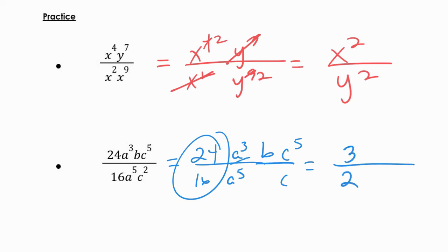We have 3 a's on the top, 5 on the bottom. So when I cancel them out, I'm going to be left with 2 a's on the bottom. There's a b, but there is another b, so it just stays by itself. And then we look at the c's. There's more c's on top, so there's 5 on top, 1 on the bottom, which leaves us 4 on the top. 3bc to the fourth divided by 2a squared.